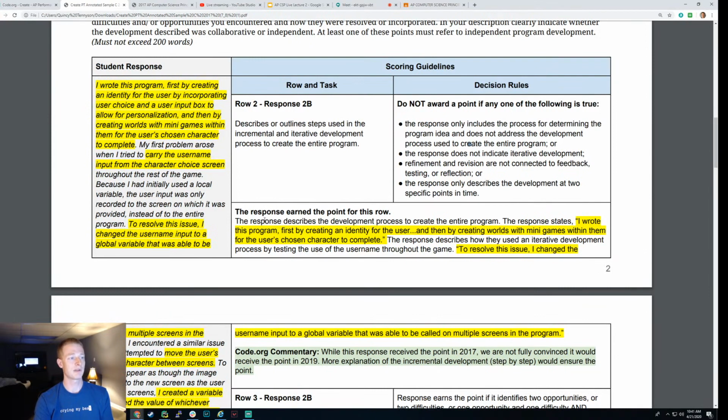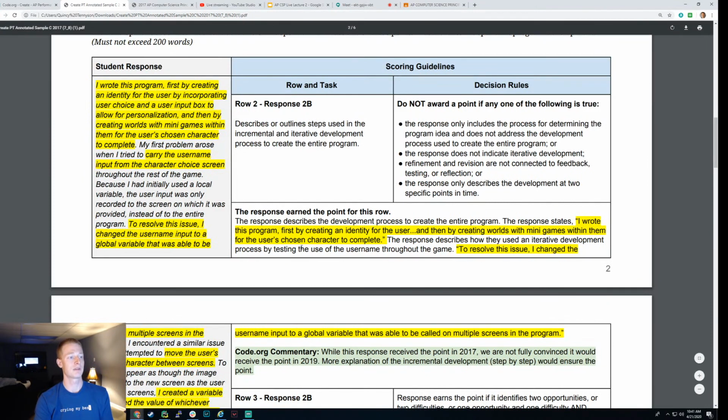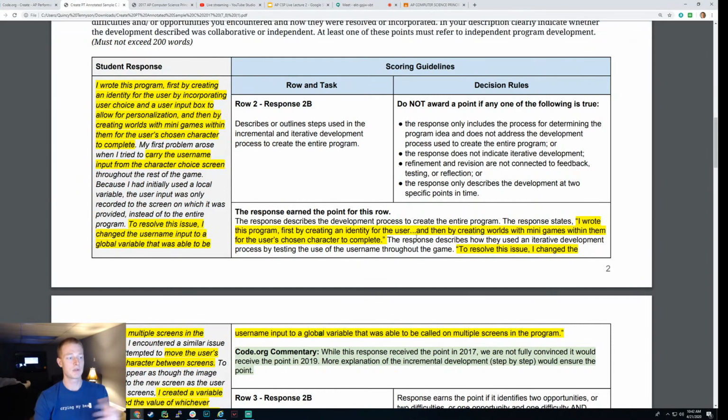So for this row, the response earned a point. The reason they earned a point was what they've highlighted here. The response states, "I wrote this program first by creating an identity for the user, and then by creating worlds with minigames within them for the user's chosen character to complete." This describes how they used an iterative process solely because they essentially said, first I did this, then I did this, and then I had an issue and I resolved it. That does not fully cover rows 2 and 3, but it meets the requirement for row 2.